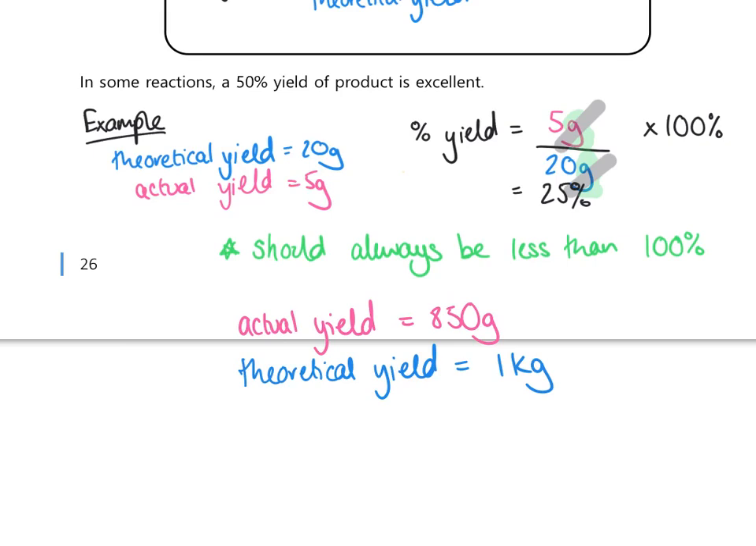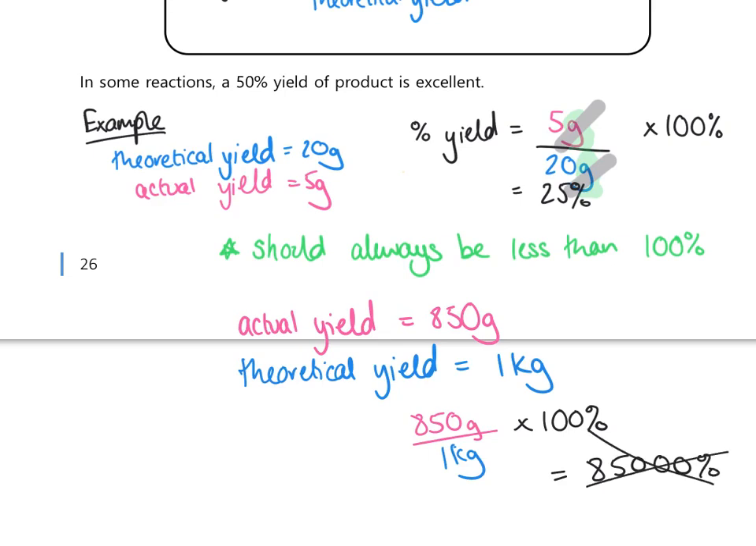And if you think about it, if we were to put it into our equation, we would be doing 850 over 1 kilogram times by 100%. 850 divided by 1 would be 850 times by 100. We'd actually have a percentage yield of 85,000%. That does not work. That is not what happens here.